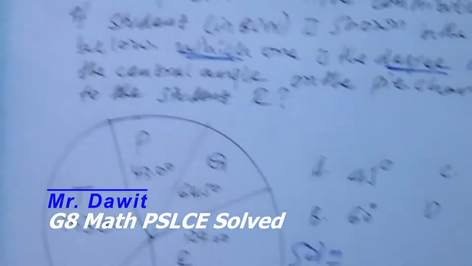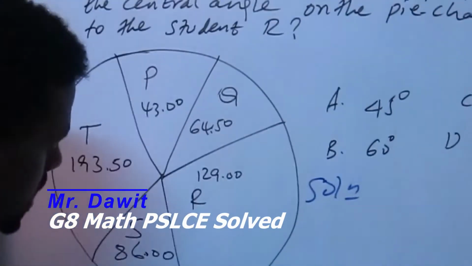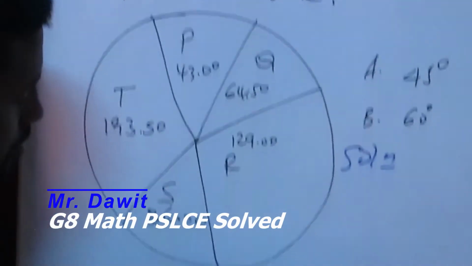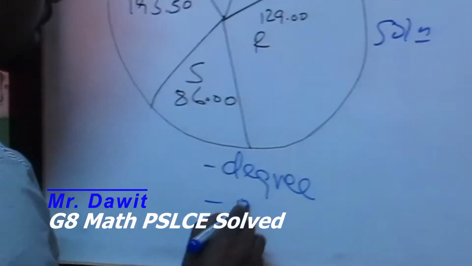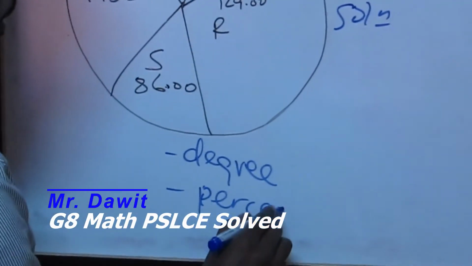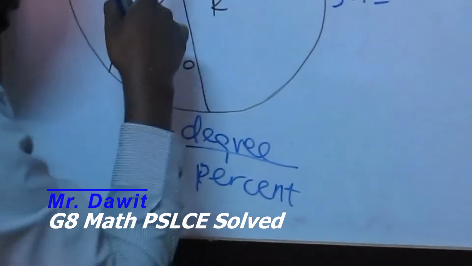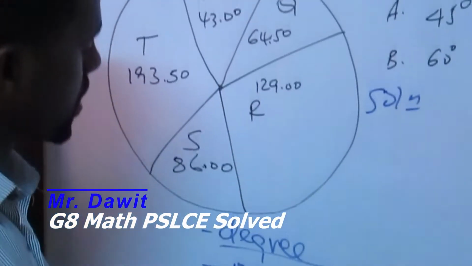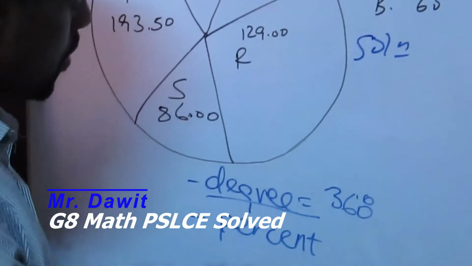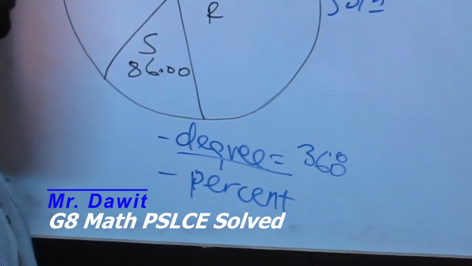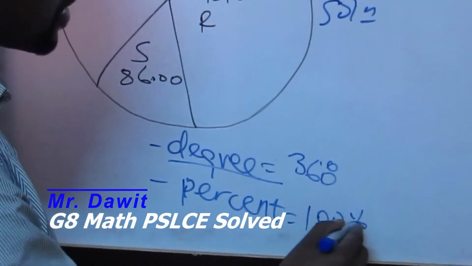When you draw a pie chart, you have to remember that we have two cases. The first case is in terms of degree, and the second one is in terms of percent. In terms of degree, a full circle measures 360 degrees. And in the case of percent, a full circle is equivalent to 100%.